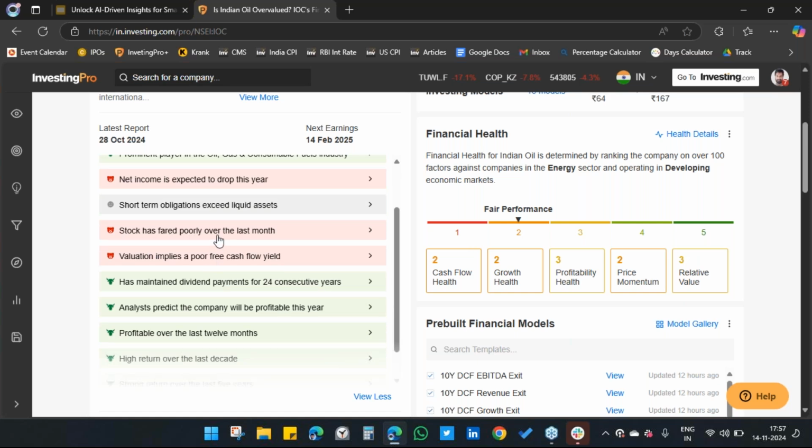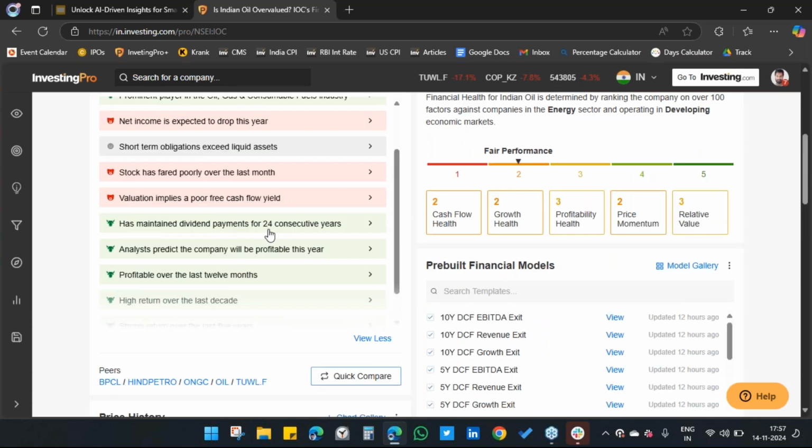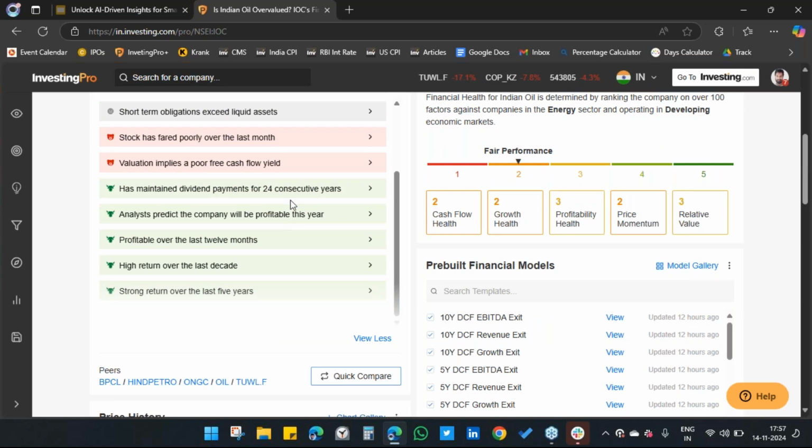Again, stock has fared poorly over the last 1 month. As you can see, has maintained dividend payment over 24 consecutive years. That's commendable. Again, there is an important piece of information. The pro tips knows that those who are interested in dividends would definitely want to look at this information, which says the stock has never missed a single year for the last 24 years to pay dividends. So 24 consecutive years of dividend payouts. Again, you don't have to look at the entire 2 decades of history. Pro tips automatically tells you if it's important.